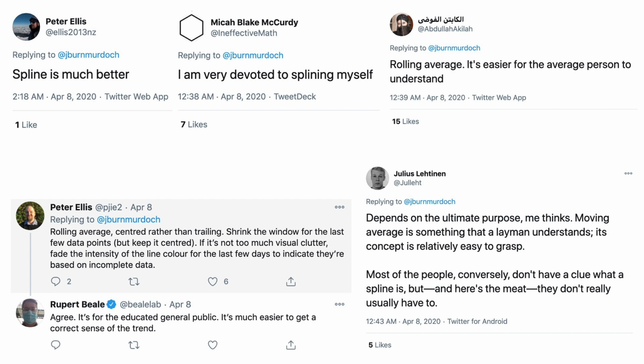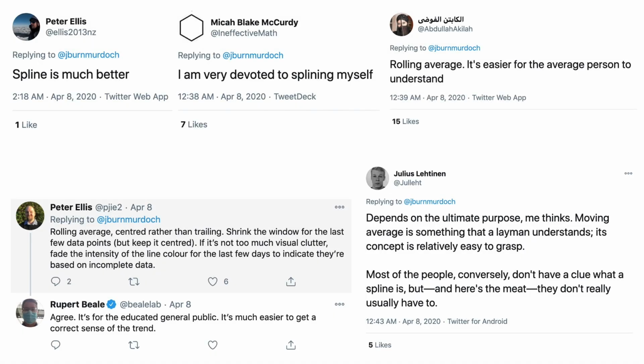And I then, again, following my own advice, asked people what did they think. And here's the kind of responses we got. And what you'll notice is there were two quite clearly different camps here. On the left, top left, we've got a couple of people saying spline's much better. Yeah, I'm very devoted to splining myself, for example. And the thing I should point out immediately is that these two people, Peter and Micah, and I don't know if either of them are actually watching along today, are both data scientists to some degree. So I think anyone who's heard of splines felt very positive about that as an idea.